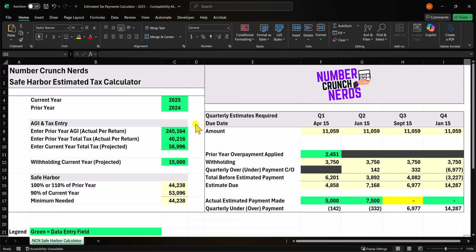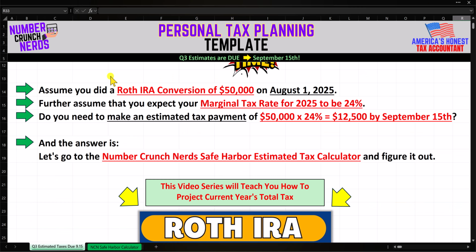Going back over here, the first thing you need to know in order to determine your estimated tax payments for any year is the prior year AGI and your prior year total tax. Is your prior year AGI or prior year total tax presented anywhere in this fact pattern? And the answer is no. Therefore, you do not have sufficient information to answer the question about whether an estimated tax payment of any amount is due for the current quarter.